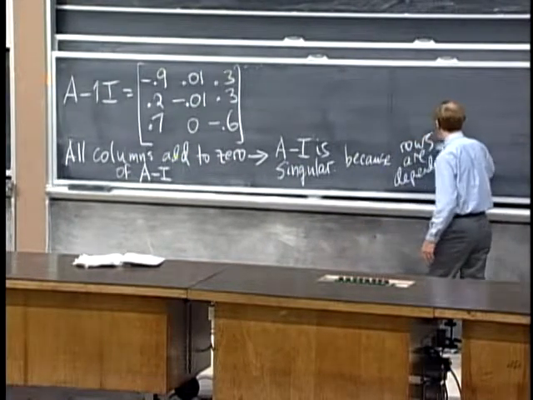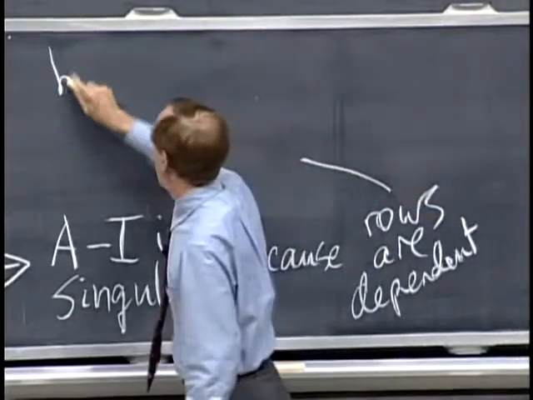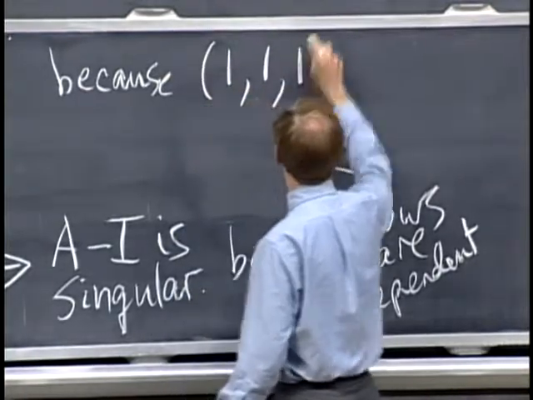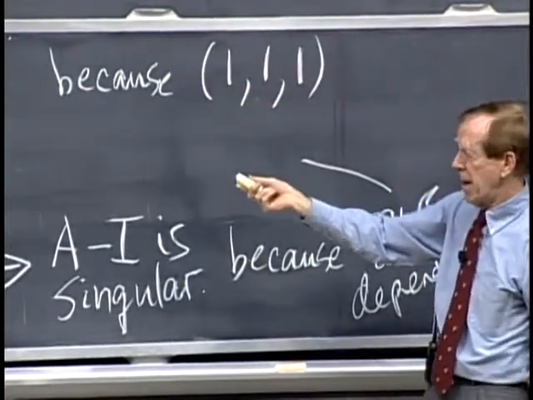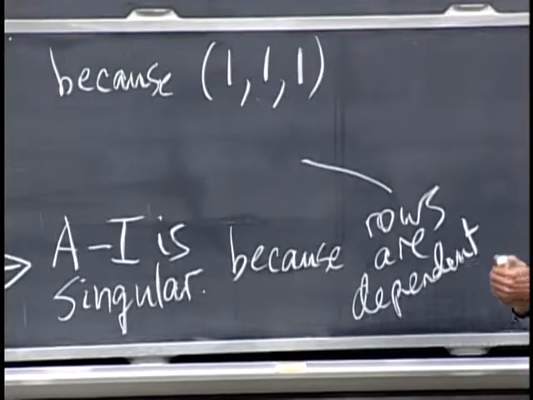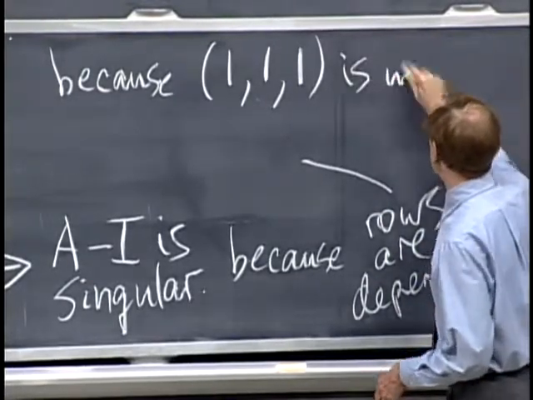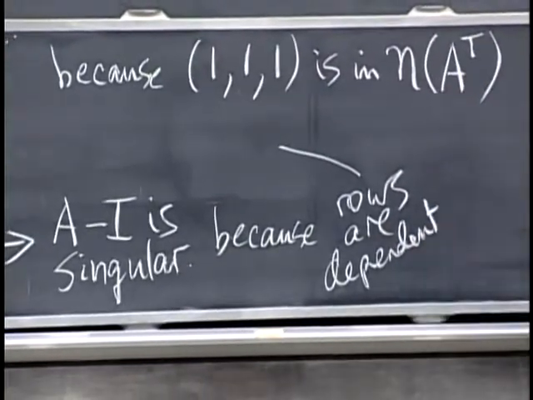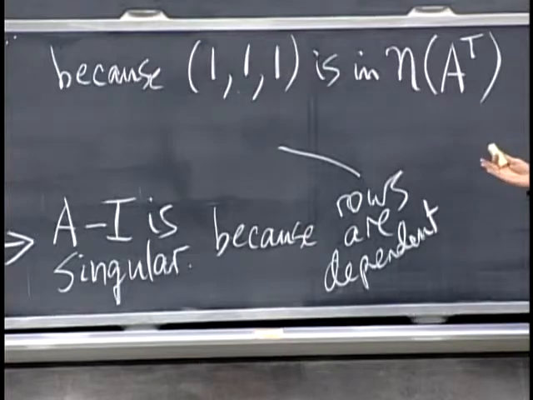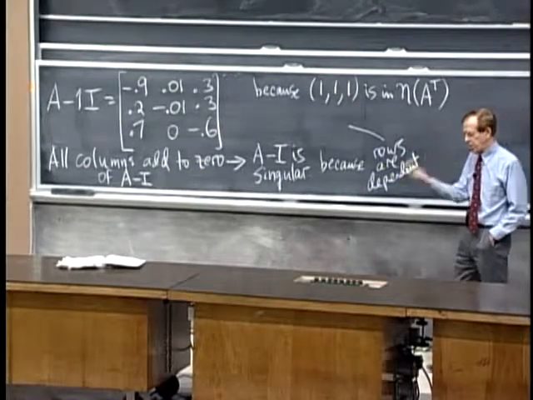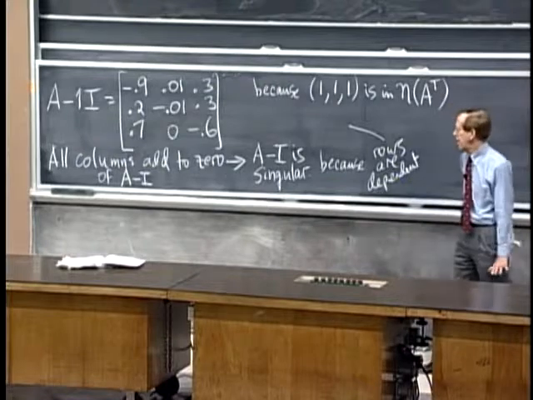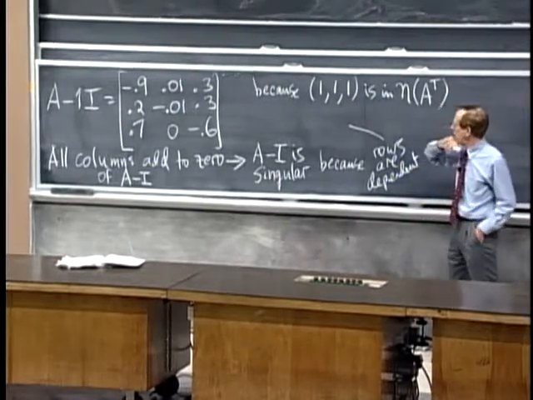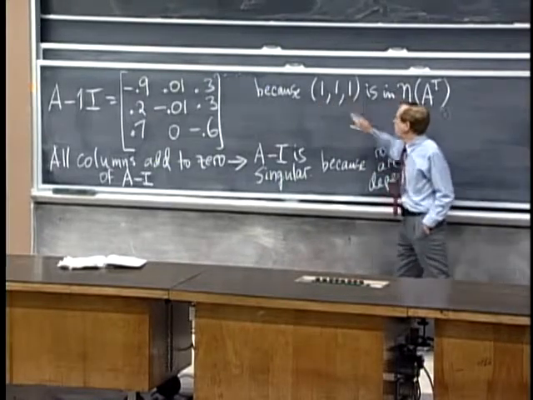And can I just keep the reasoning going? Because this vector 1, 1, 1 is not in the null space of the matrix, but it's in the null space of the transpose. And that's good enough. If we have a square matrix and the rows are dependent, that matrix is singular. So it turned out that the immediate guy we could identify was 1, 1, 1.